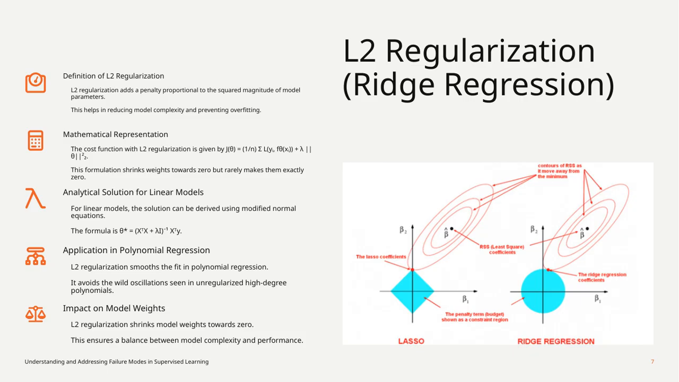This means the weights are shrunk towards zero, but as a rule, they rarely become exactly zero, unlike some other regularization techniques. To define L2 regularization clearly, it adds a penalty proportional to the squared magnitude of the model parameters. This is a simple but powerful way to reduce model complexity, helping us prevent overfitting and improve the model's ability to generalize to unseen data. Overall, it's a key tool in our arsenal for building more robust supervised learning models.